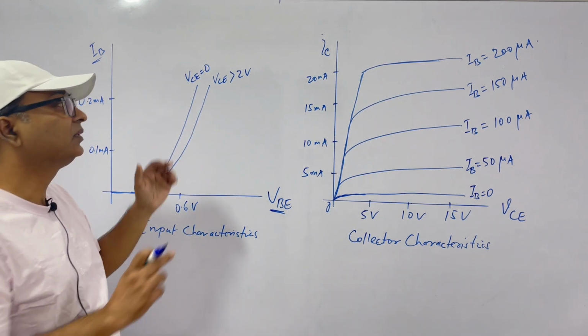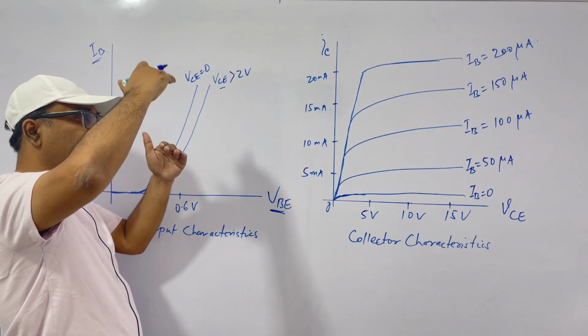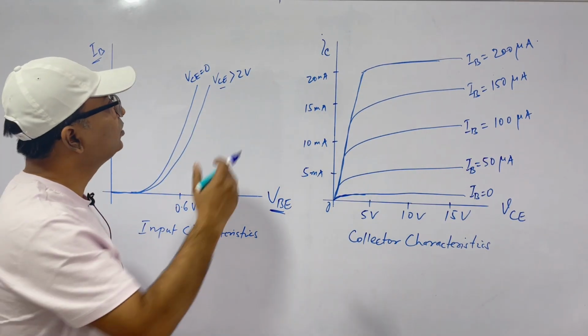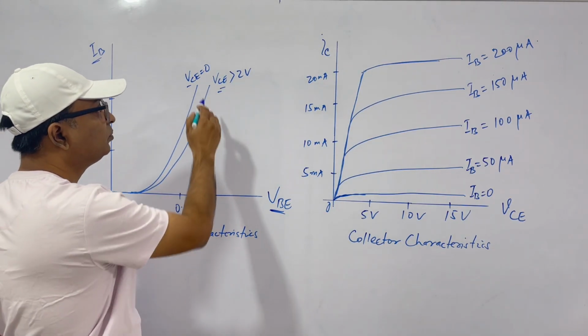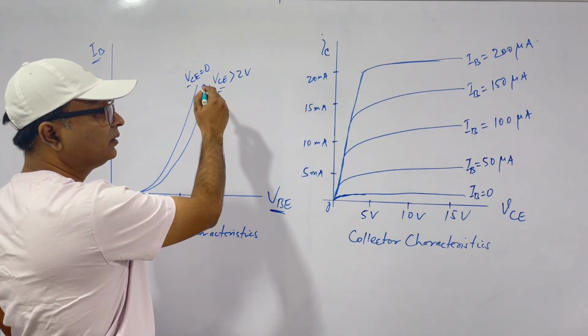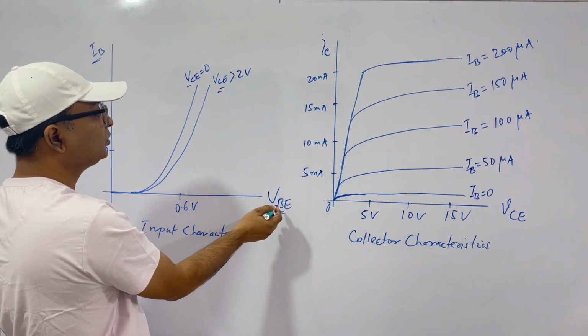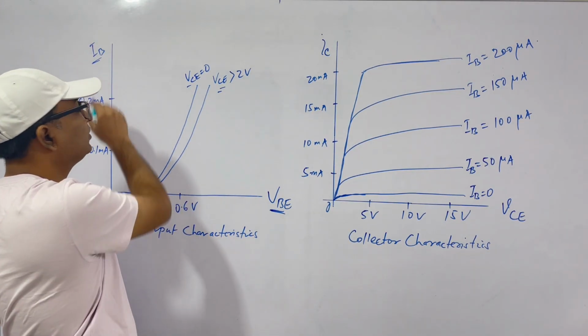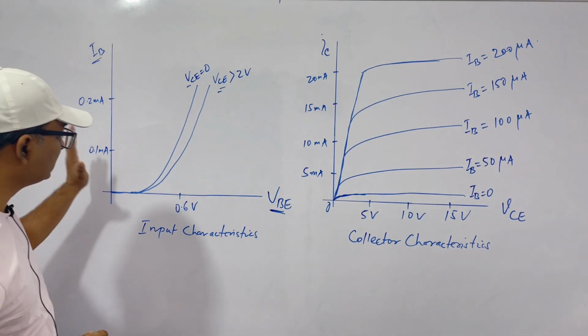Why? Because when you put this VC, it affects the depletion region. So because of that, the graph is like this. The larger VC is, you will have to put more base to emitter voltage to get the same level of base current. So this is input characteristics. Try to understand it properly.